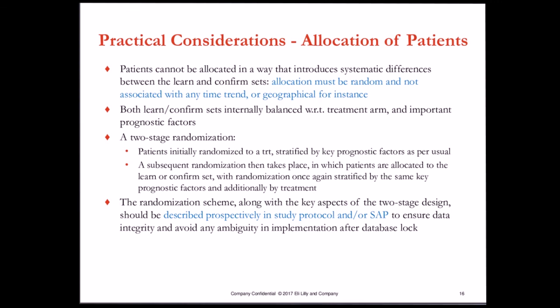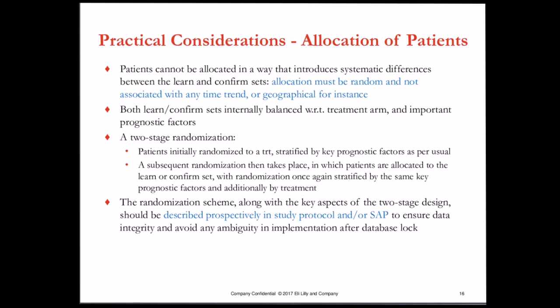Go to page 16. Here are some practical considerations when we allocate patients into the learn and confirm sets. First, no systematic difference between the two sets should be introduced. The process must be random to ensure both sets are internally balanced with respect to the treatment arm and important prognostic factors. Otherwise, it will be very difficult to interpret the results due to the confounding issue.